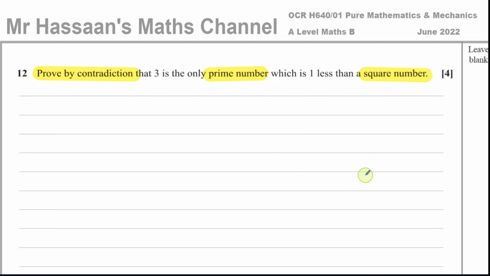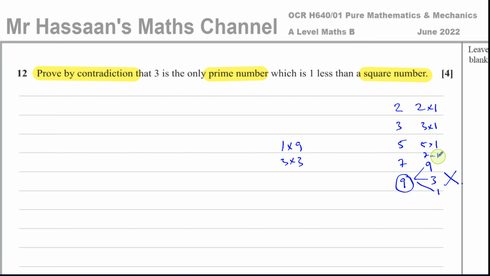Prime numbers, for example, 2, 3, 5, 7. What about 9? Is that a prime number? Well, it has factors 9, 3 and 1. You can express 9 as 1 times 9 and 3 times 3. It has 3 factors, 1, 3, and 9, so it's not a prime number. The primes can only be expressed like this: 2 times 1, 3 times 1, 5 times 1, 7 times 1. One of their factors is always 1, and there's only one other factor.